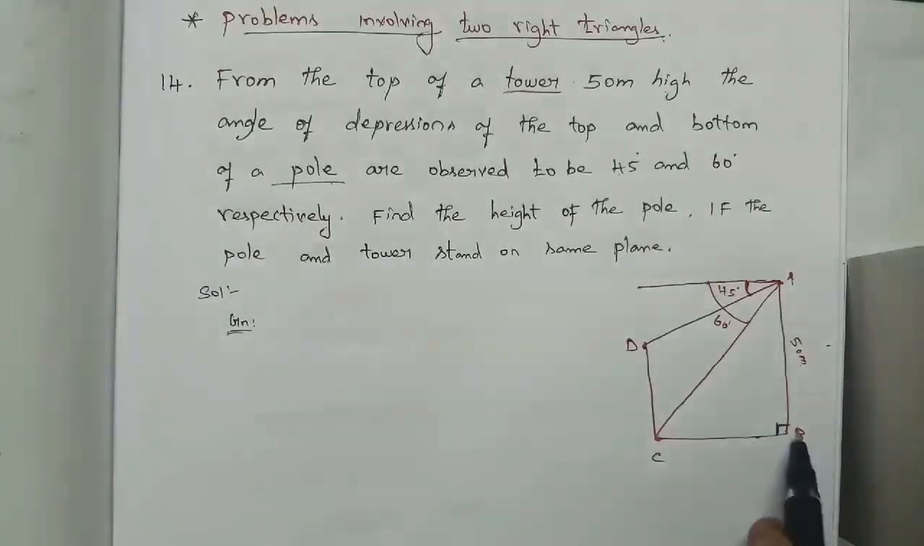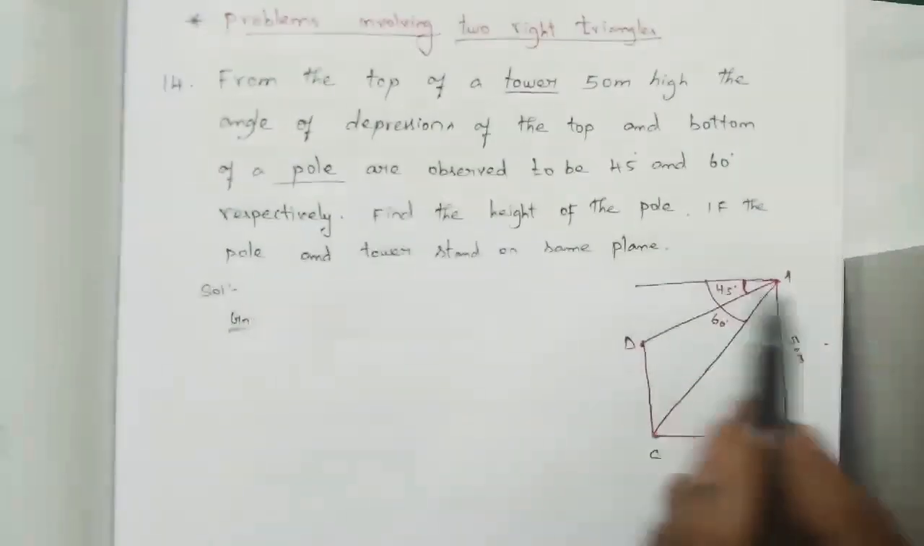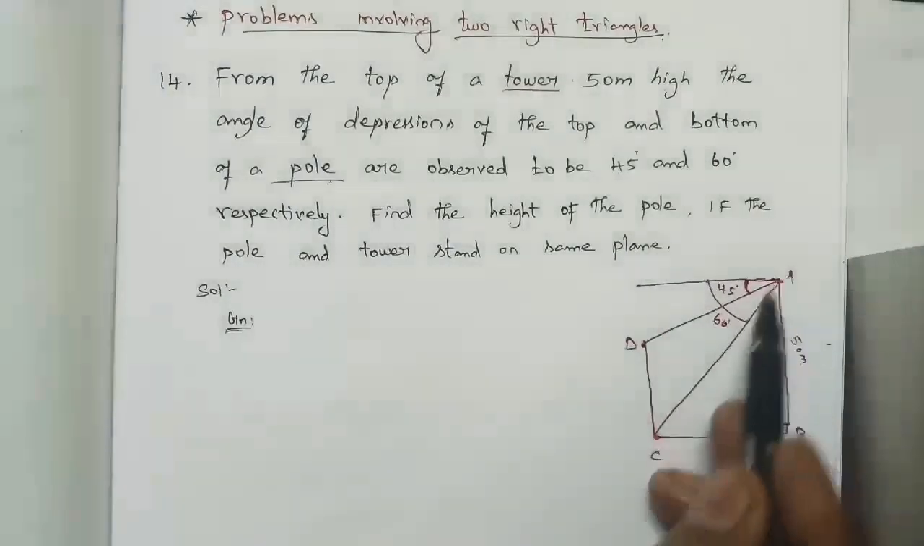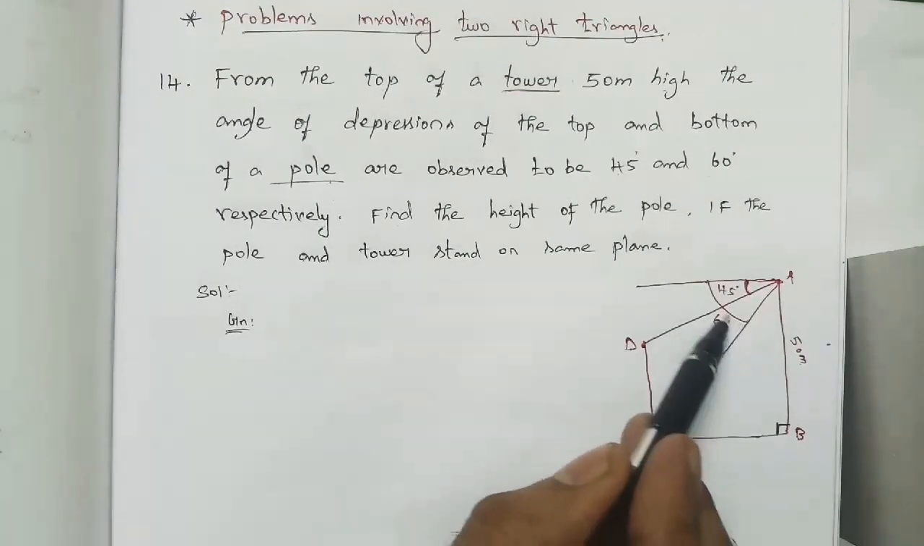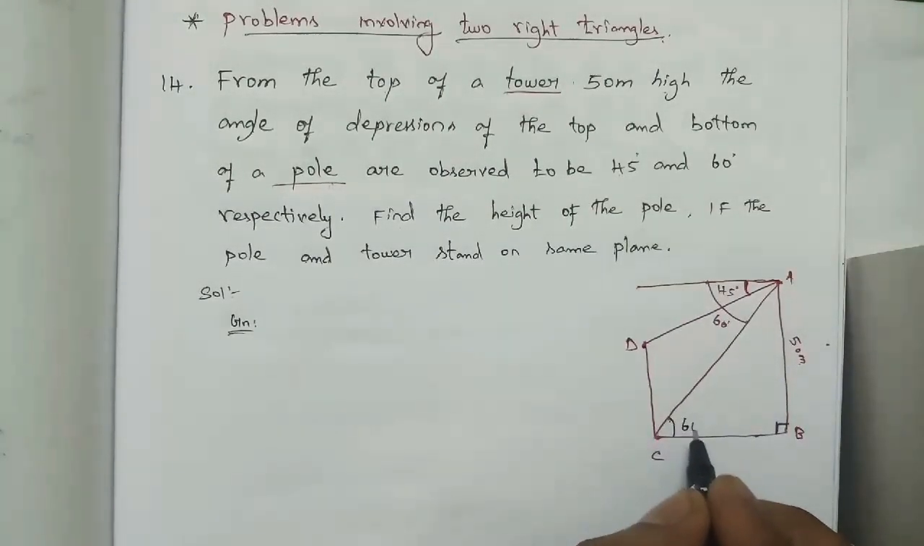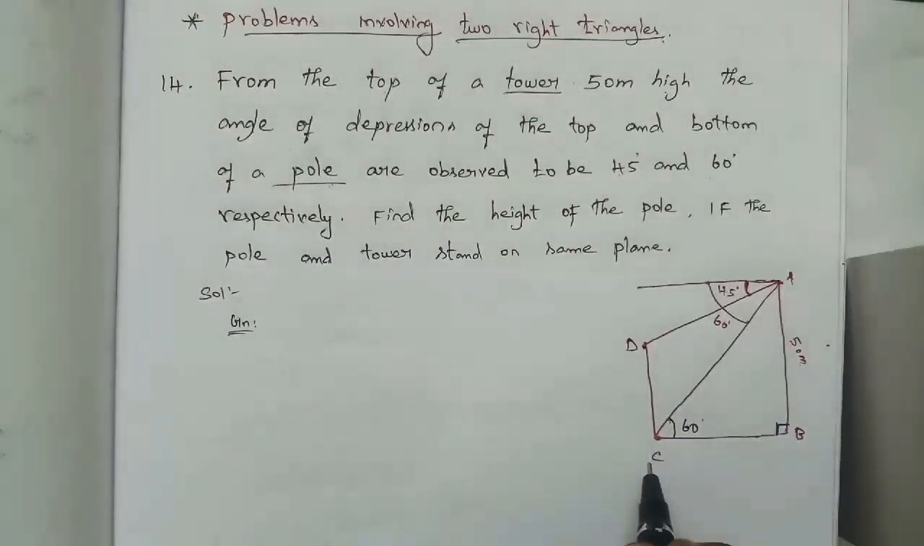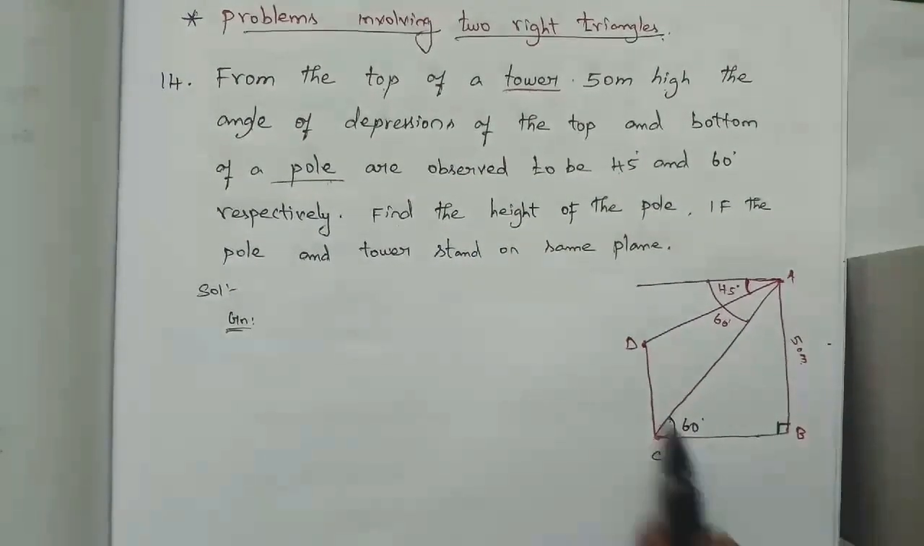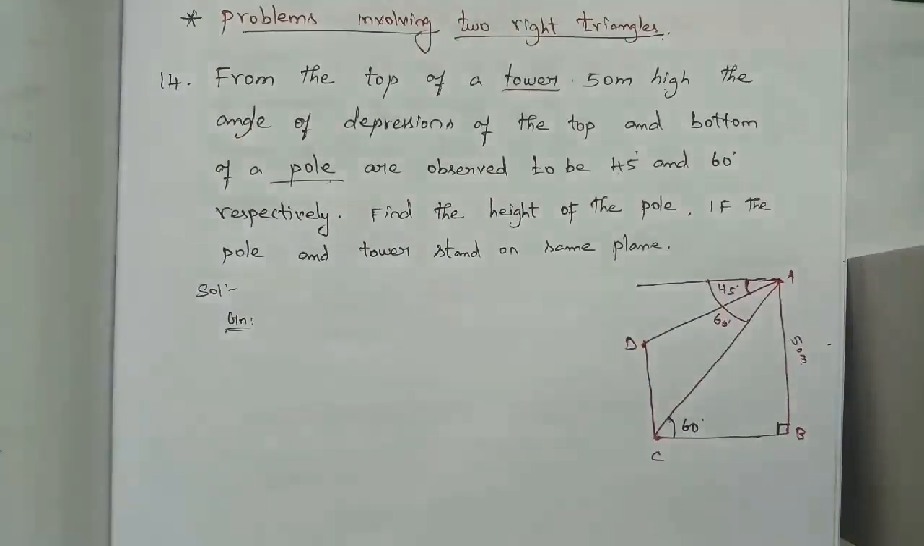See, BC, this is a parallel line, right? These two are parallel lines, and AC is a transversal, and this angle is 60 degrees. Then what is this angle? This angle is also 60 degrees. Interior angles are equal. If the two lines are parallel, then the corresponding interior angles are equal, right?